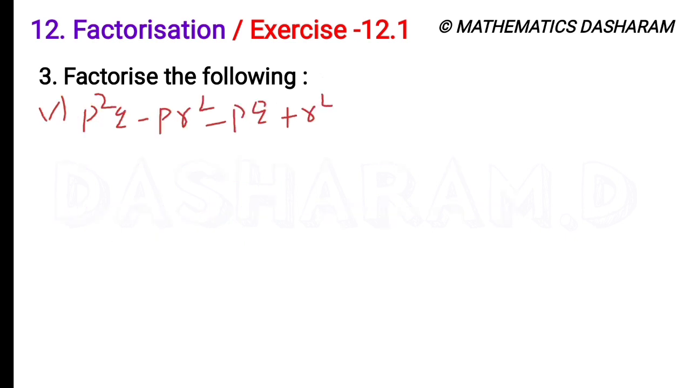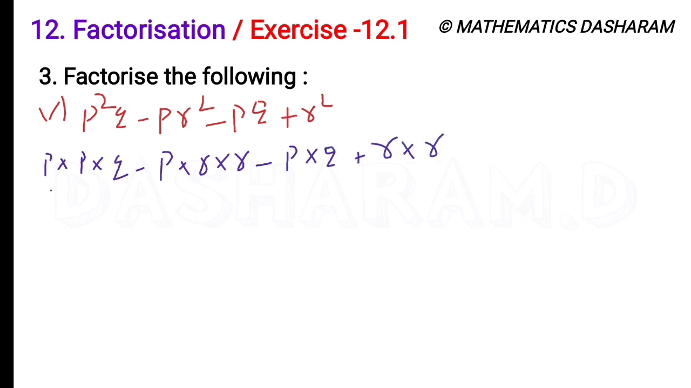Next, fifth problem, p square q, p into p into q, minus p r square, p into r into r, minus p into q, plus r into r. So from these two, one p common, so then p into (pq minus r square). Same here also take the minus common, and see there is no common term from these two.